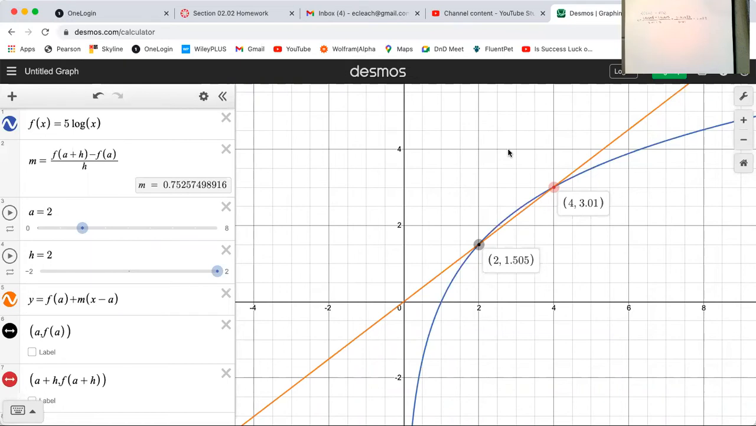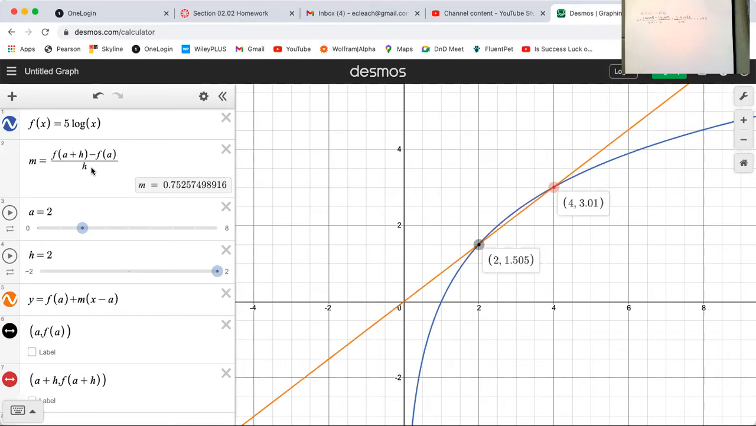So here we have the curve we're interested in, in blue. I've got 5 log x. And I'm going to make this calculation: slope is the function at a plus h minus f at a, over h. Notice that the h is just the same as a plus h minus a. So h is the difference that we had before. In the calculations we made so far, h was first 0.1, then it was 0.01.